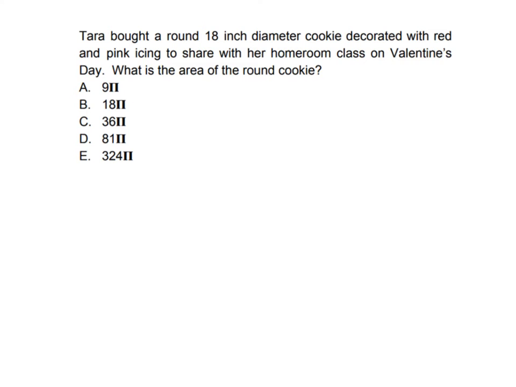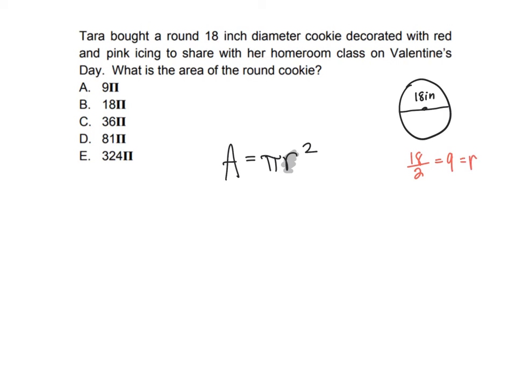Our last example says Tara bought a round 18-inch diameter cookie decorated with red and pink icing to share with her homeroom class on Valentine's Day. What is the area of the round cookie? Just to have a little picture for you, remember diameter is the distance all the way across, so that's 18. The area formula for a circle is pi r squared. So I need the radius to do this. The radius is half the diameter, so 18 divided by 2 is 9. So my radius is 9.